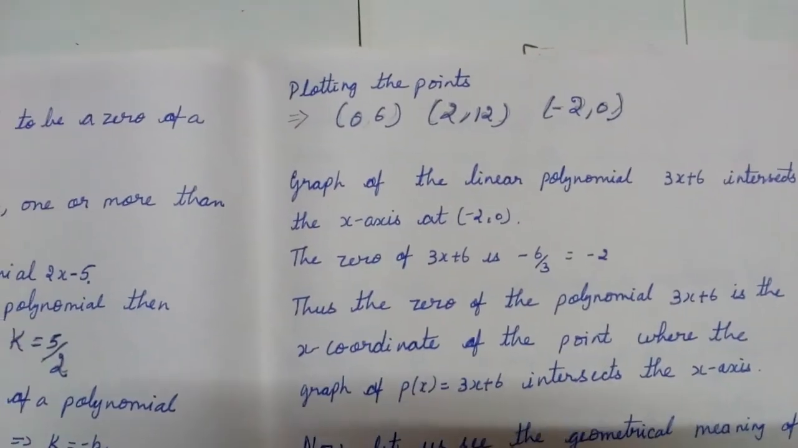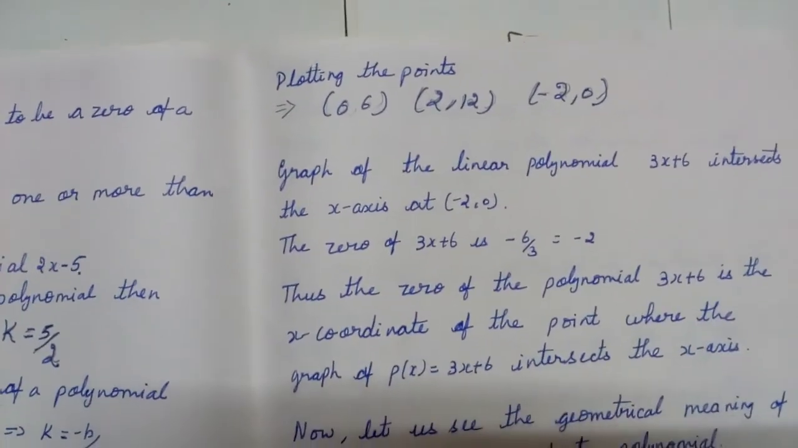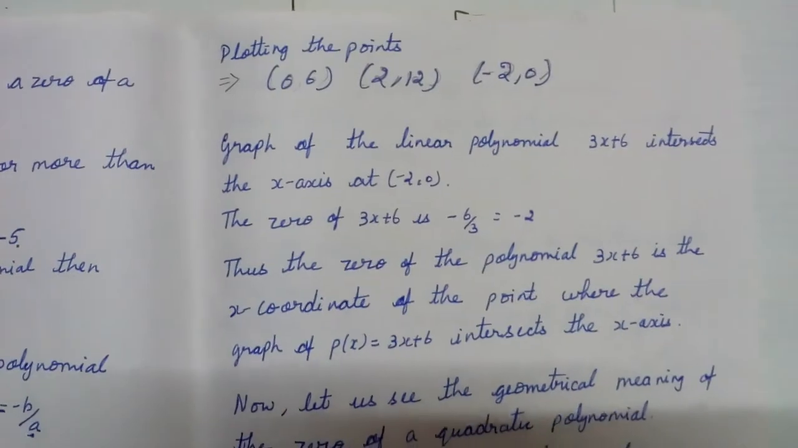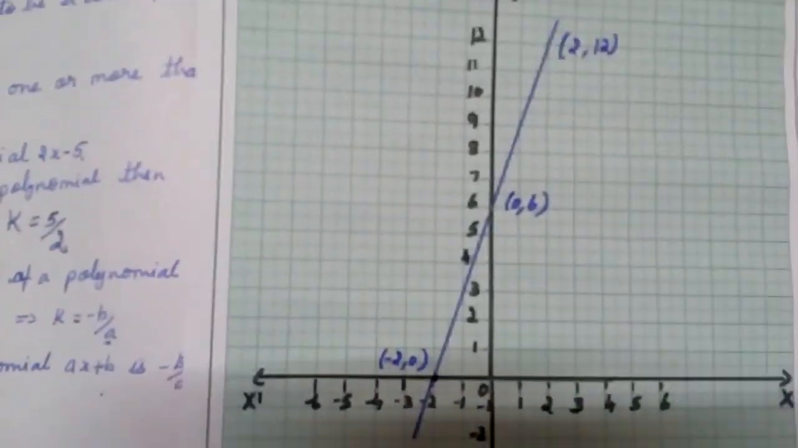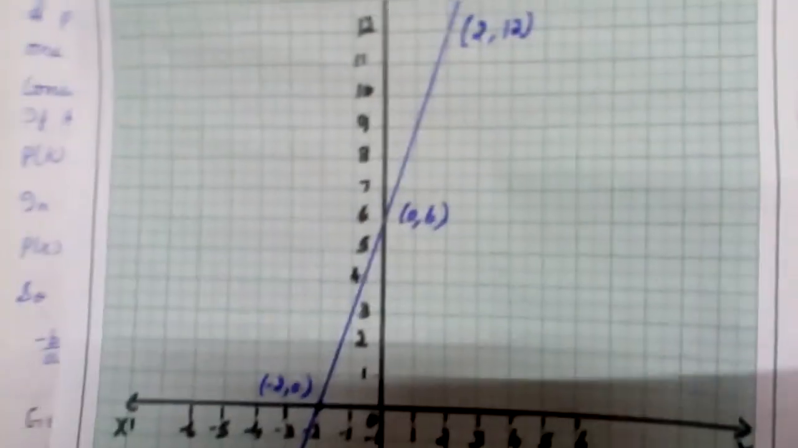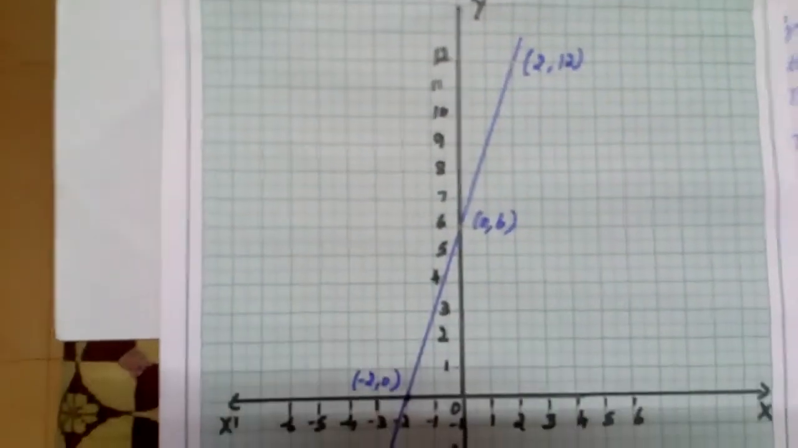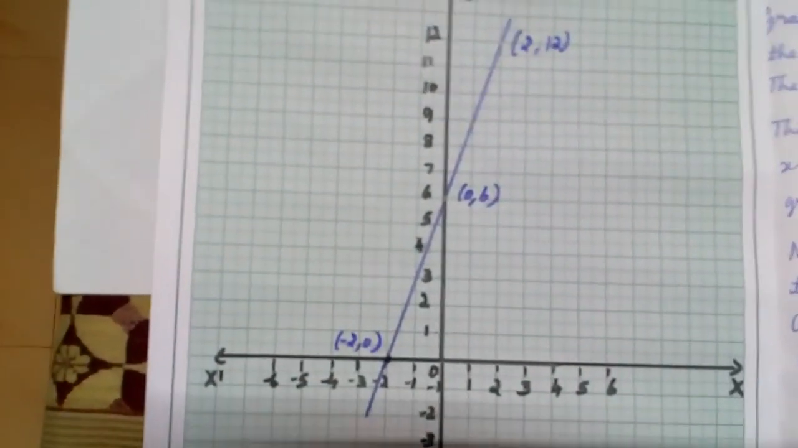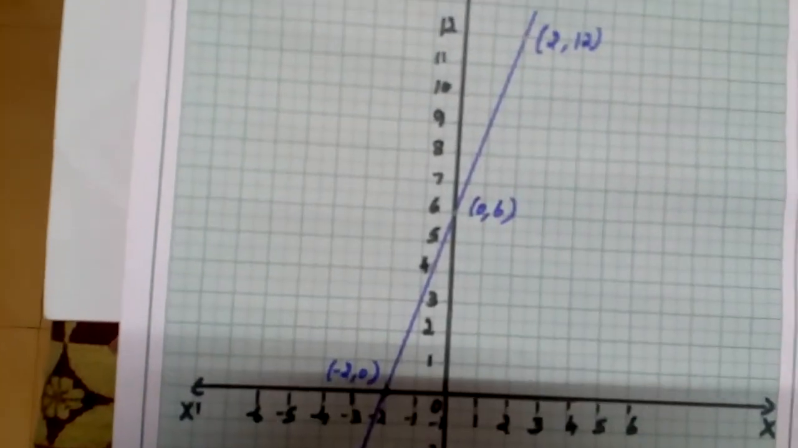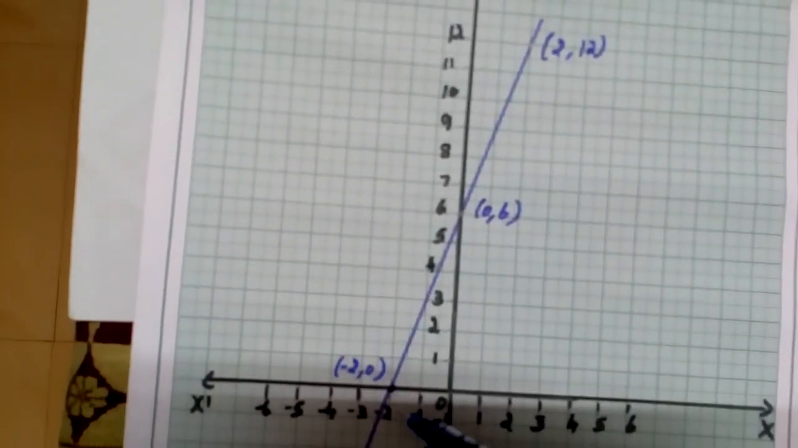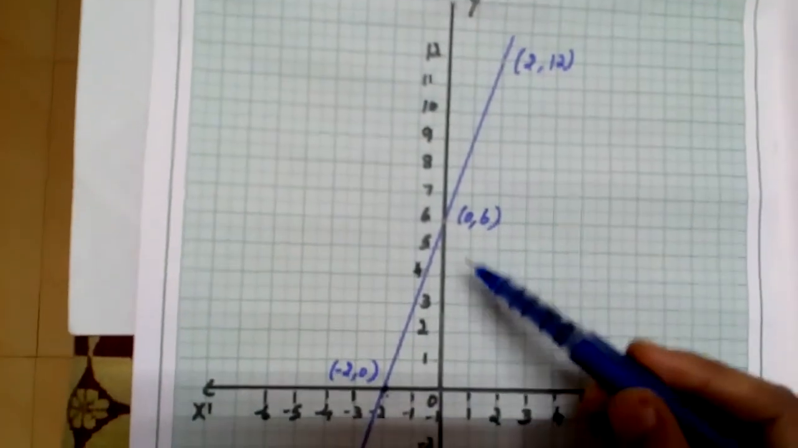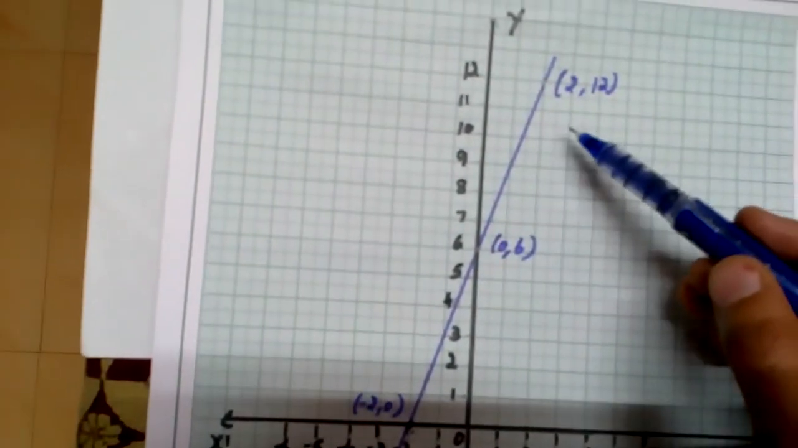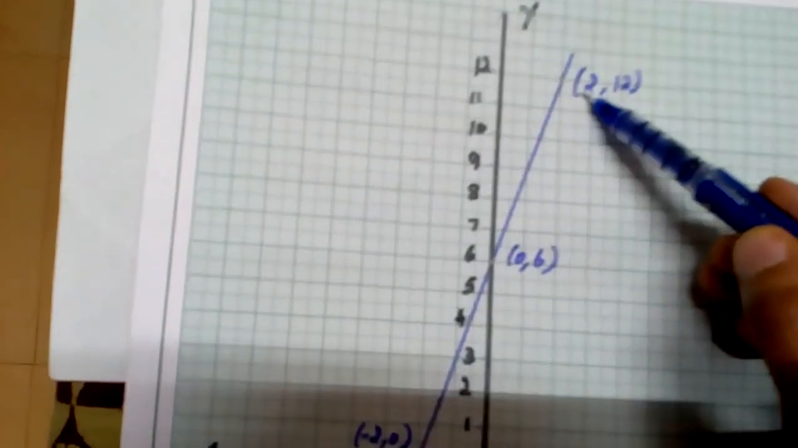So when you plot the graph of this polynomial, it is a linear polynomial, so you get a straight line. This is the graph of the polynomial that you have plotted. You get a straight line. Now in this, you can see that you have plotted the points minus 2, 0, 0, 6 and 2, 12 on the graph.